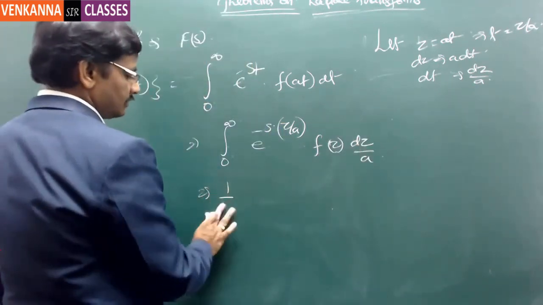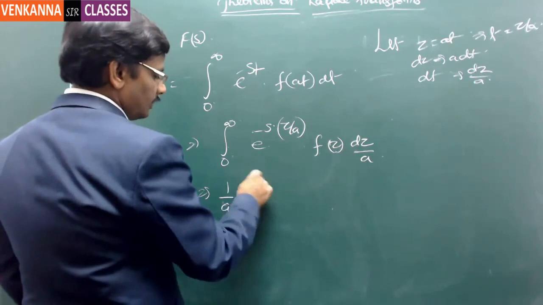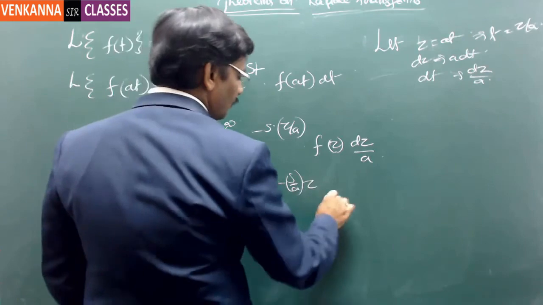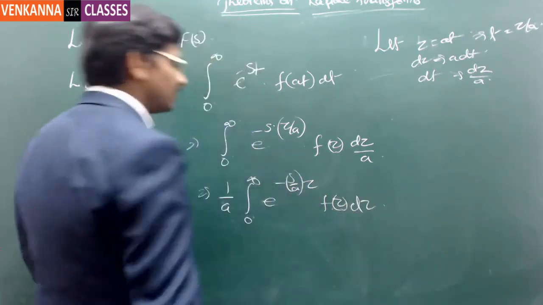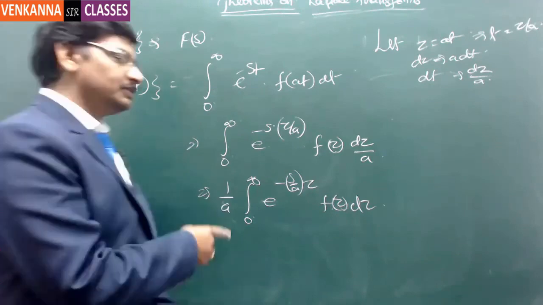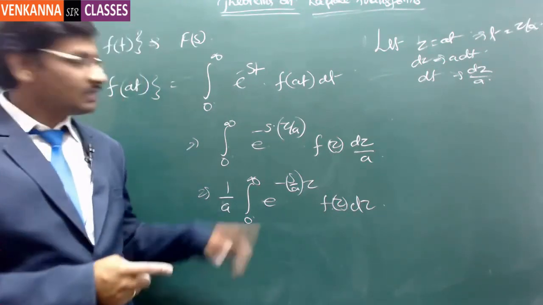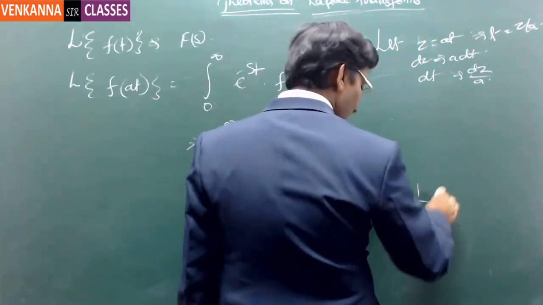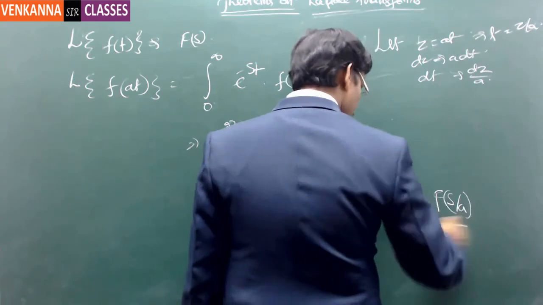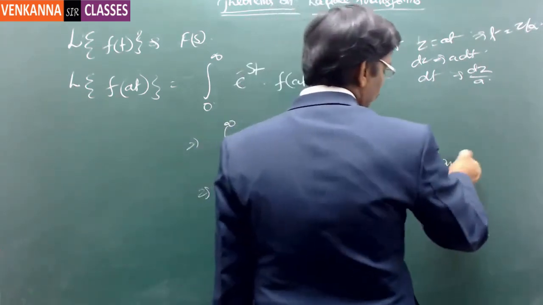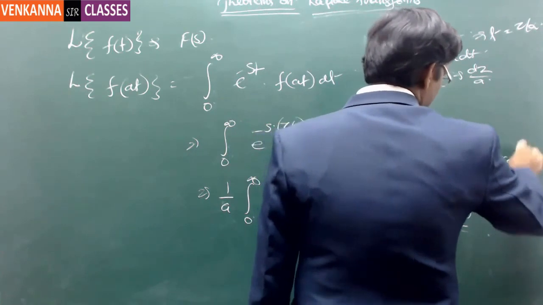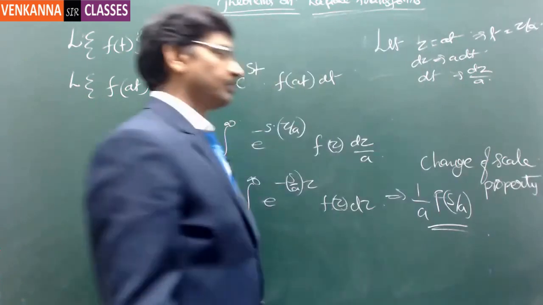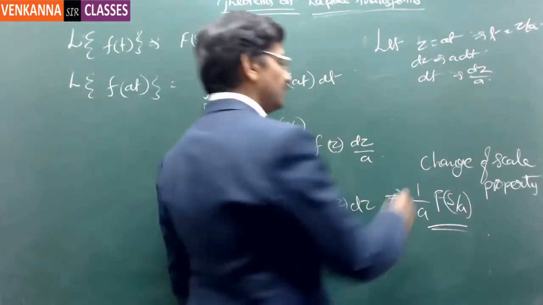This is e power minus s into z by a, into f of z into dz by a. So this is 1 by a times the integral from 0 to infinity of e power minus s by a times z into f of z dz. This is nothing but the Laplace transform of f of z, but instead of s it should be s by a. So this is 1 by a times F of s by a. This is also called the change of scale property. This is also called the second shifting property.